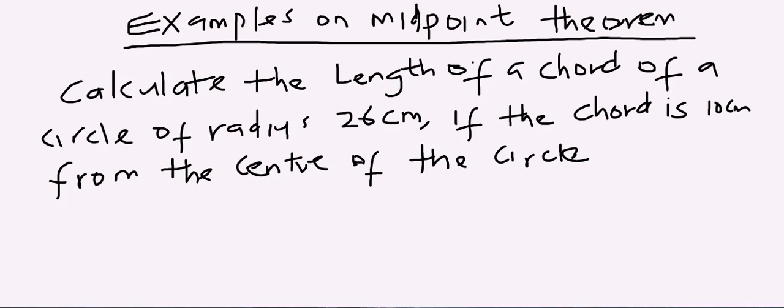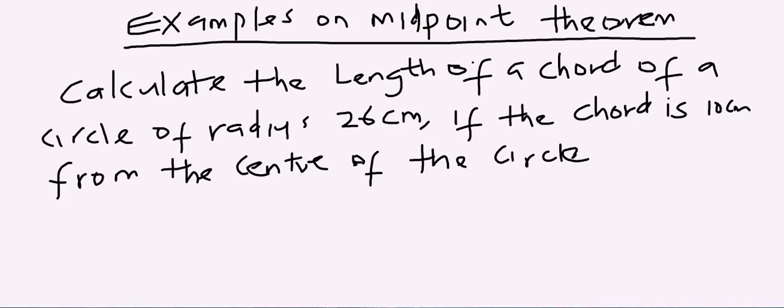So we are looking at more examples on the midpoint theorem, which is the theorem we just took. We have to calculate the length of a chord of a circle of radius 26 cm if the chord is 10 cm from the center of the circle.